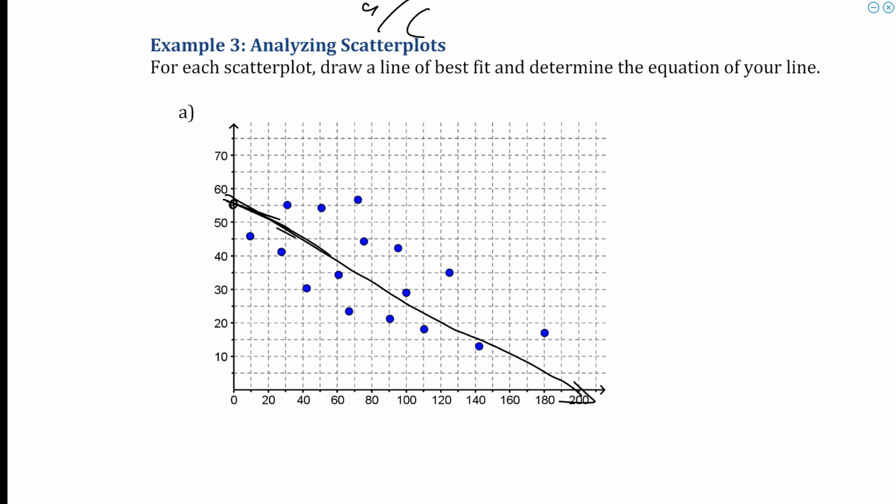So let's say it's hitting this point here, 0, 55, and it's hitting this point here, 200, 0. Given 2 points, can I find the equation of the line? Yep. I have b already. b equals 55. I have my slope. Well, I don't exactly have it yet, but I will. My slope is 0 minus 55 over 200 minus 0.